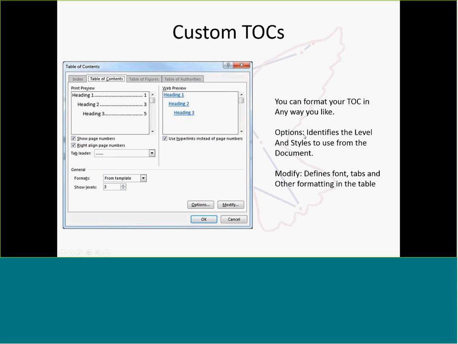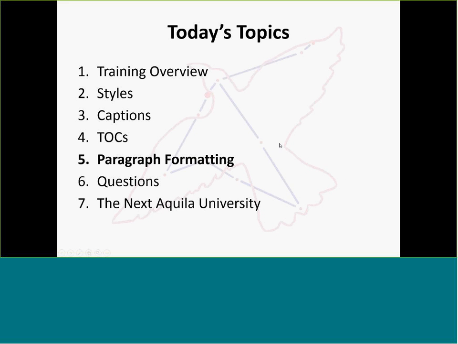But basically, the Options button will define what this table of contents will reference, and will define things as top level or second level or third level, etc. Modify allows you to define fonts, tabs, and other formatting just for the table, but for each level. Next, we have paragraph formatting, and this is the one that I find most useful and most people seem to have never heard of.